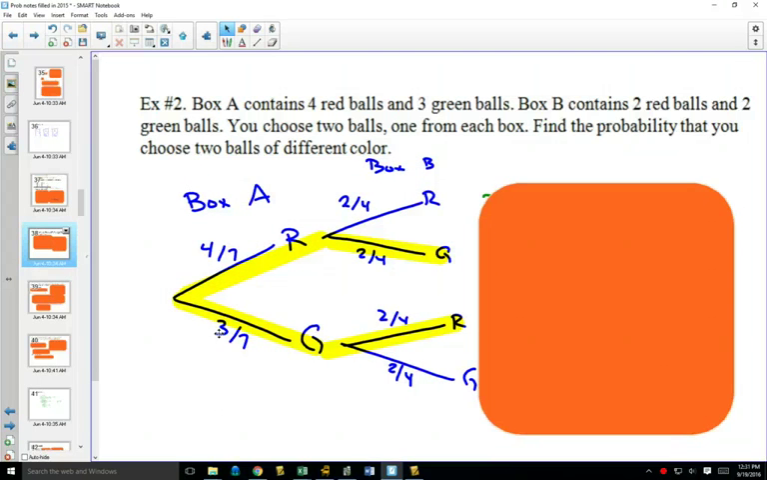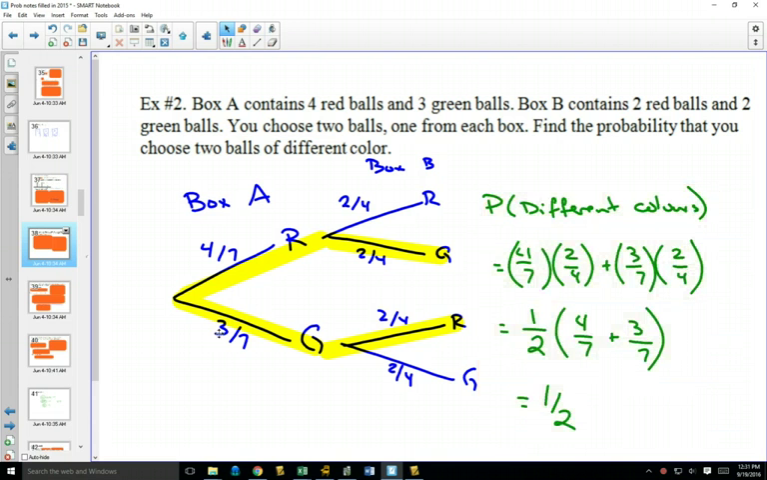And so when we go to find the probability you choose 2 balls of a different color, well, there are 2 branches there. You could get red and then green, or you could have picked a green one and then a red one. Putting those together, we should get a probability of 1/2.